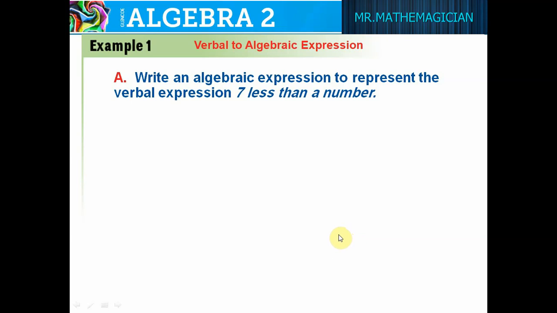This is Mr. Mahmoud explaining Algebra 2, and this is chapter 1, lesson number 1, solving linear equations. Let's begin with this example. Write an algebraic expression to represent the verbal expression 7 less than a number. 7 less than a number means n minus 7, or you can say x minus 7.